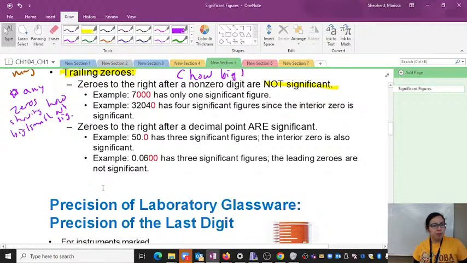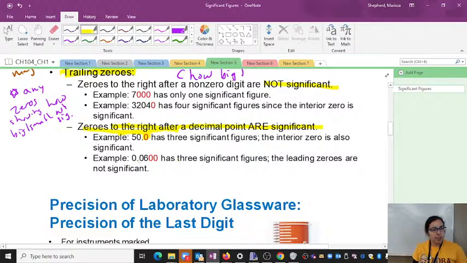And then the last rule is zeros to the right after a decimal point are significant. I kind of call these unnecessary zeros. We didn't need to write 50.0, but this 0.0 here is indicating that, yes, we can actually measure that accurately to the 10th place. Maybe we put it on a balance, and this balance went out to the 10th place, or maybe it was a ruler, and we saw that it was exactly at 50 centimeters, so that's 50.0. And so that means that it has 3 sig figs.